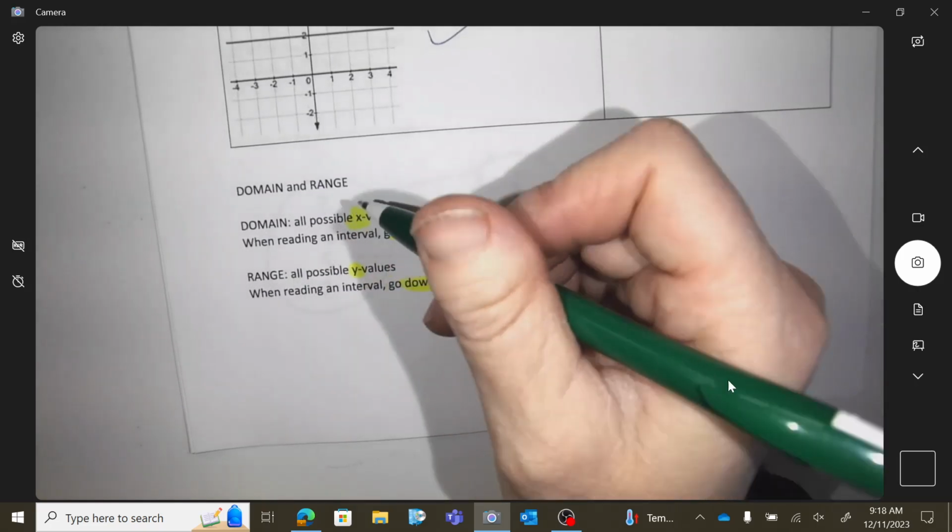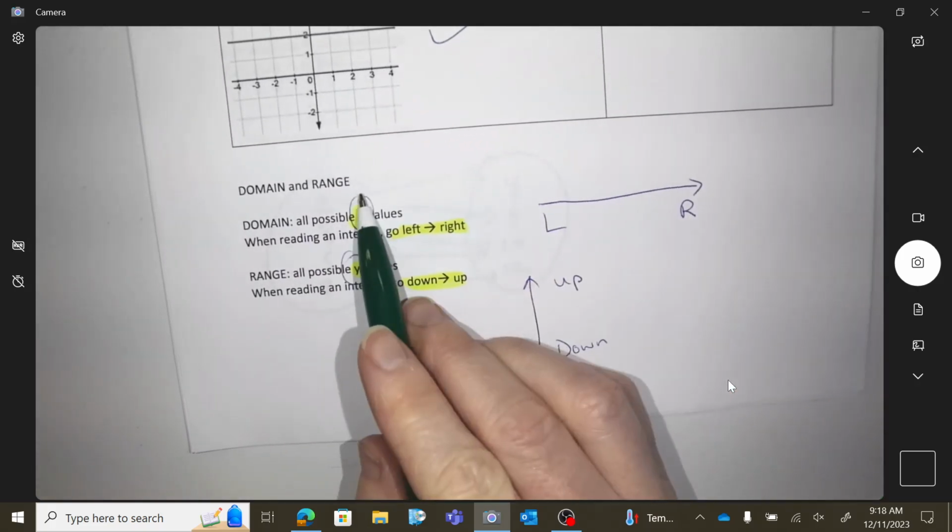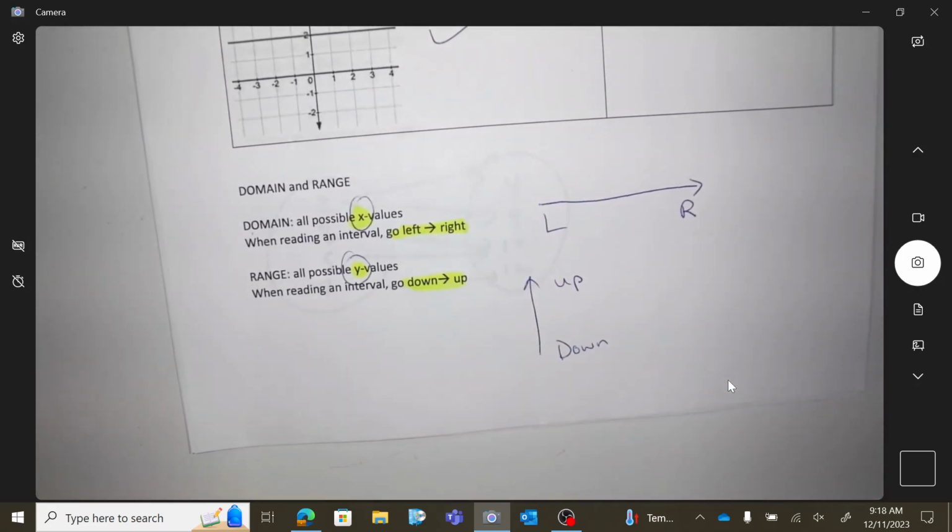I always remember it like this. X comes before Y in the alphabet. D comes before R in the alphabet. So there's your match.